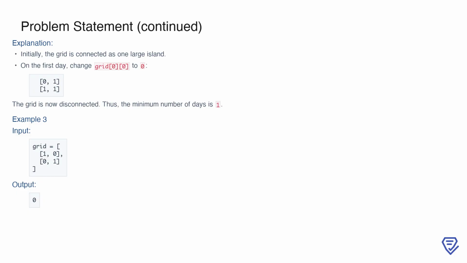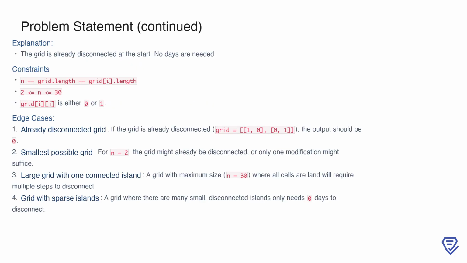Let's look at one final example to explore a different scenario. In the third example, the grid is given as 1, 0, 0, 1. The output here is 0. This is because the grid starts off already disconnected. The 1s are isolated and cannot be reached from one another, so no modifications are necessary to disconnect the grid.